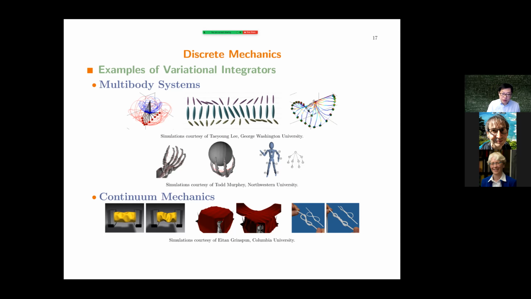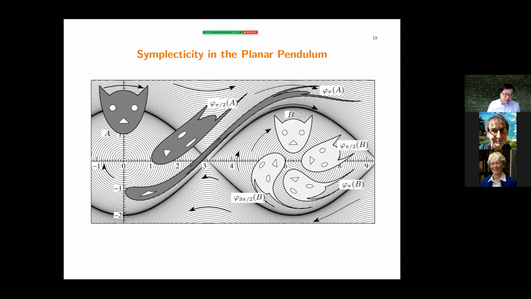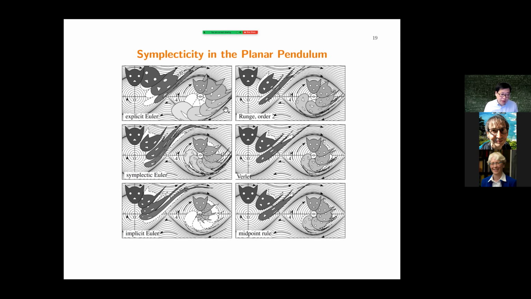Okay, so let me go back to this issue of symplecticity. In 1+1 phase space, symplecticity basically corresponds to volume preservation. So if you start off with a set of initial conditions and you advect this by the flow, then you'll find that the volume enclosed by this initial set of conditions stays constant, and the same thing is true even if you have this very dramatic stretching motion.